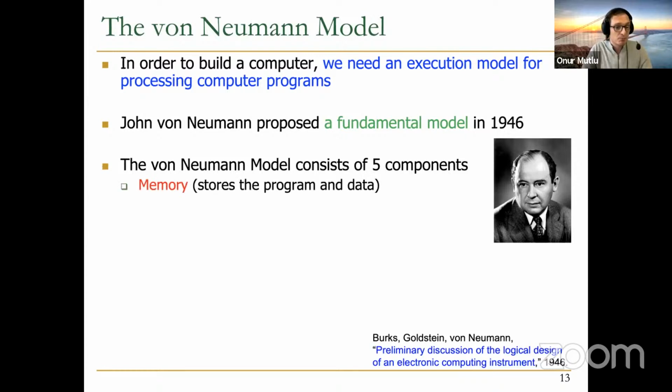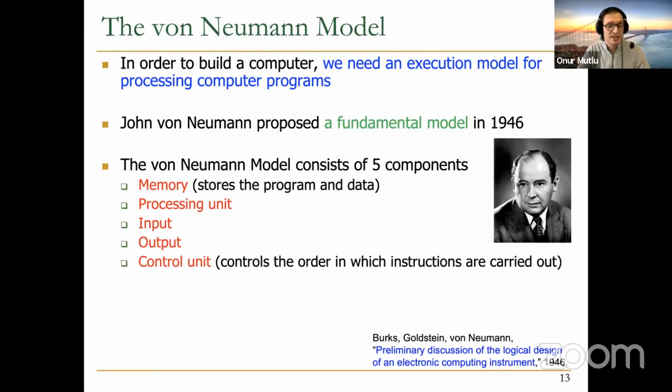So we're going to have the memory component. Memory is needed to store the program and the data that's needed to execute the program. We're going to see the processing unit, the second component, that's going to process the instructions and data. We'll have input and output units so that the computer can communicate with the outside world, right? And we will also have a control unit, which controls the order in which instructions are carried out. This is like the maestro of the orchestra, the conductor, essentially.